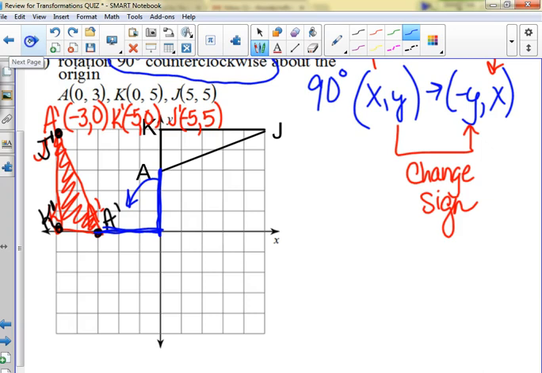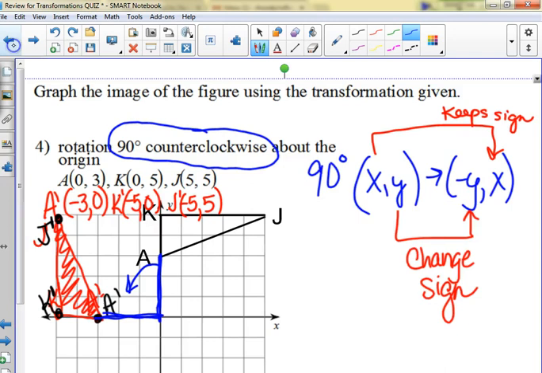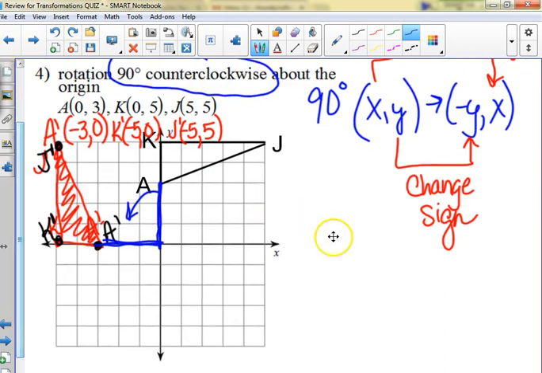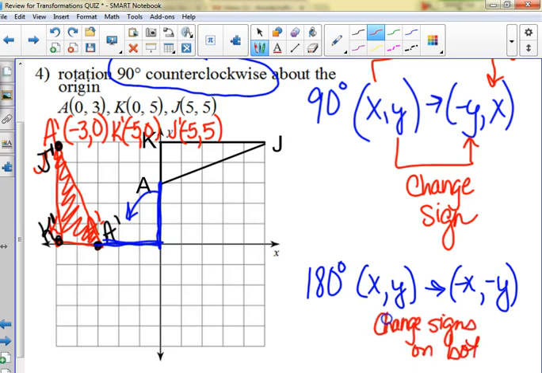All right, if you need to pause again, do so, but I'm going to move on. Well, actually, I'm going to go back here a second. The other one that I think might be on the quiz is 180-degree rotation, which says here's x, y, and you take the opposite of x and the opposite of y. You change the signs on both. So if they're positive, they become negative. If they're negative, they become positive. I think that one might be on the quiz.